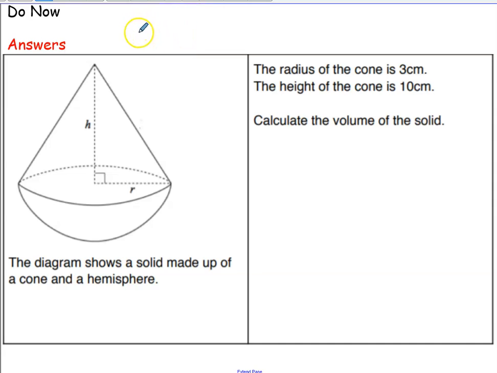So if you remember the formula for a sphere, the volume of a sphere is 4 over 3 pi r cubed. And we know we're going to do this and divide by 2 once we're done. Okay, so let's put in the values for this.